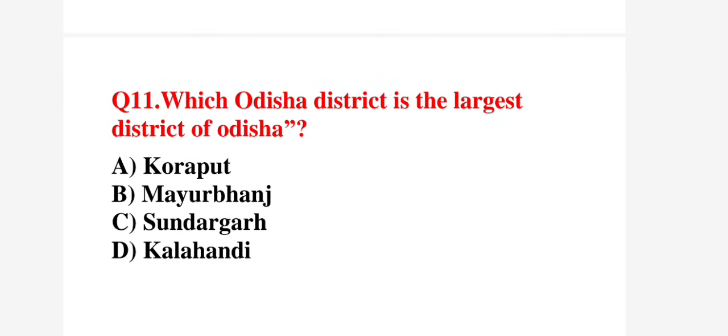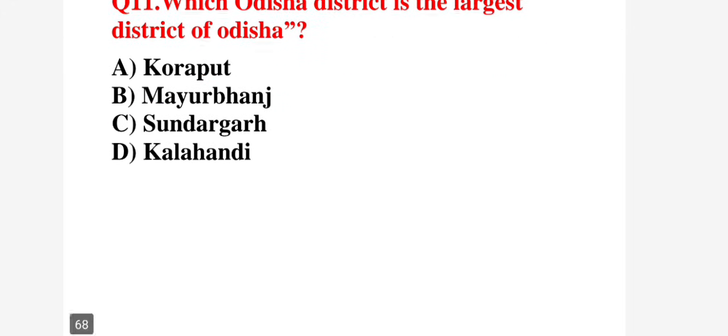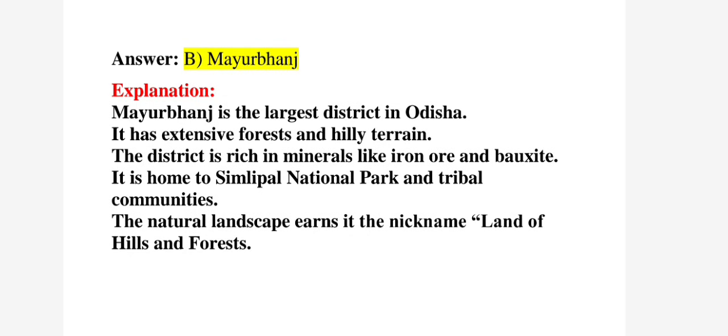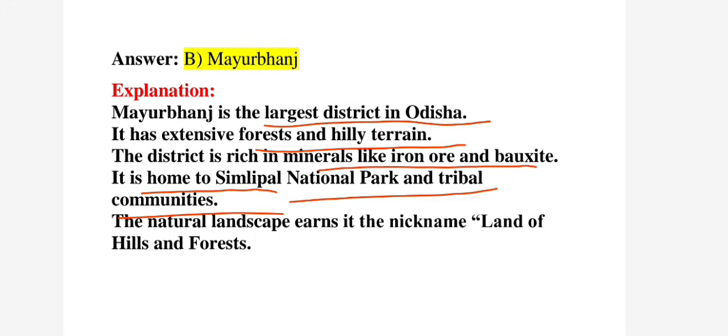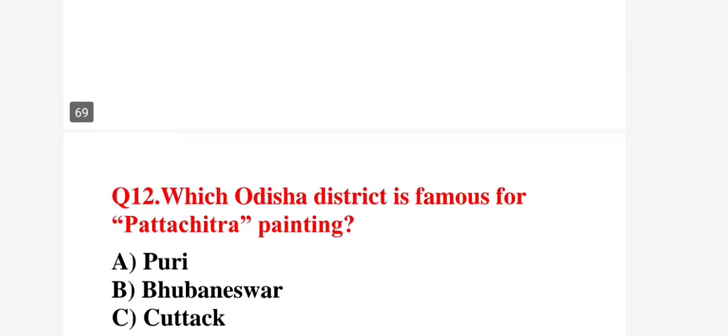Which Odisha district is the largest district of Odisha? Okay, the question asks about the largest district of Odisha. Option A, Koraput. Option B, Mayurbhanj. Option C, Sundargarh. And option D, Kalahandi. So here the right answer would be option B, Mayurbhanj. This is an easy question, all of you know this answer. Mayurbhanj is the largest district of Odisha. It has extensive forest and hilly terrains. The district is rich in minerals like iron ore and bauxite. It is home to Similipal National Park and tribal communities, called a land of hills and forests. So let us move to the next question, question number 12.